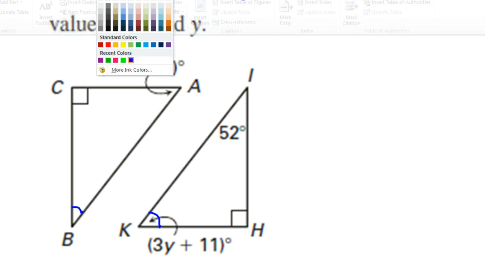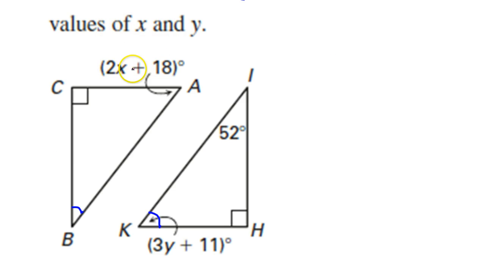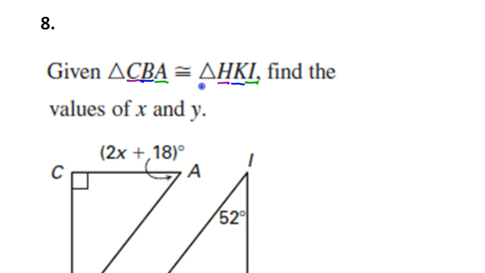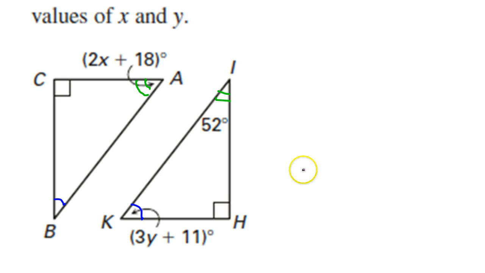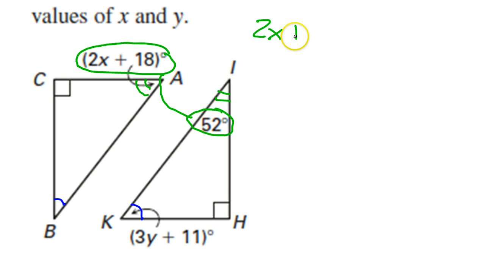All right, what else? A and I are congruent. Okay, so this is how they are congruent. So what do I want to do? Well, if I want to find x, these two green angles are congruent. So that means 2x plus 18 should equal 52. So let's set that up. 2x plus 18 should equal 52.